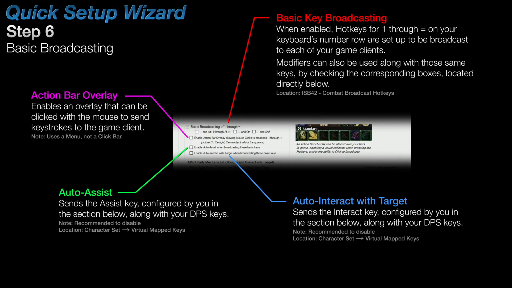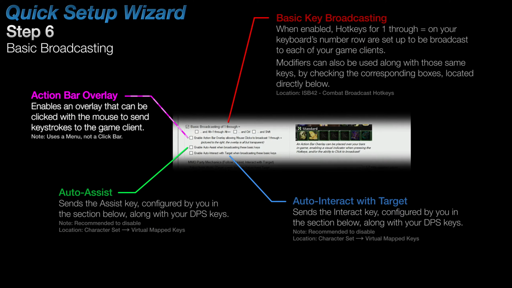Now, the section below this handles the basic broadcasting of 1 through equals on your keyboard's number row, and this just means that you're telling ISBoxer that you want to broadcast those keys to all of your game clients. If you also use the modifier keys along with 1 through equals, then you can check the applicable boxes to add those as well, and ISBoxer will set them up for you. In addition to the basic setup of 1 through equals, you can add even more keys by using the mapped key wizard at any time after this initial quick setup wizard, and more information about that can be found on the ISBoxer Wiki.